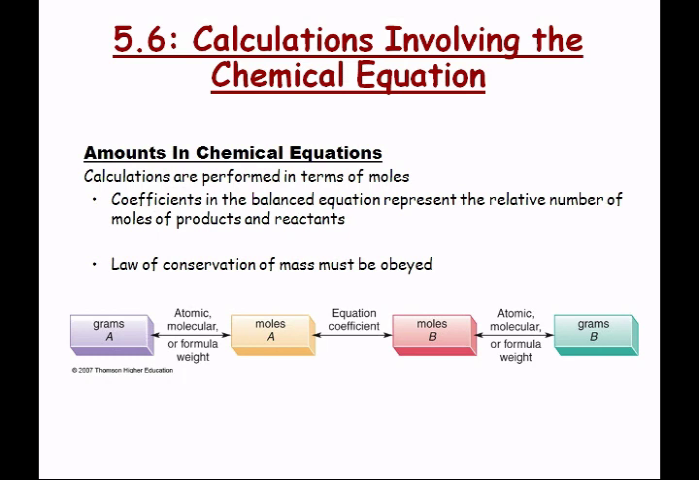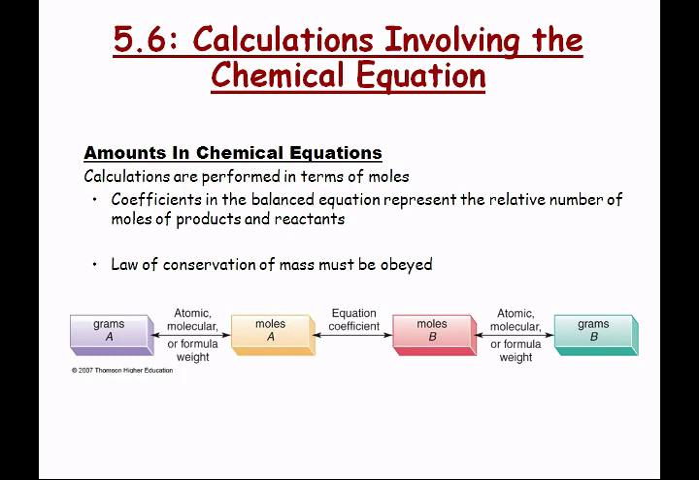Okay, so amounts in chemical equations, the part everybody was waiting for, I'm sure. With chemical equations, the cool thing is that because the law of conservation of matter is obeyed, because we balance the equation, we show the relative numbers of each of the particular components of the equation, okay?